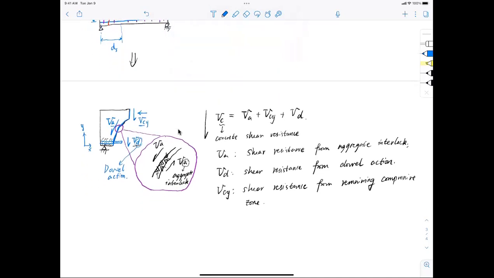Now, within this, I will have the hanger bar here as well. But note that since it's only a hanger bar in compression, we do not have dowel action on the top bar. So the shear resistance from the top hanger bar is neglected. There is no shear resistance from the top bar in compression.